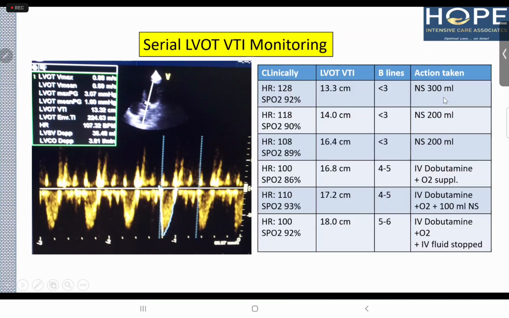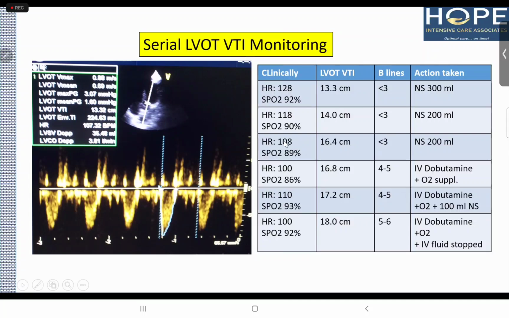So you give 300 ml of normal saline and repeat, which reduced the heart rate from 128 to 118, and saturation marginally dropped from 92% to 90%, and LVOT VTI marginally improved. Still, there are no B lines. You again dare to give another 200 ml of volume, which further reduced the heart rate to 108, and saturation hovered almost the same at 89%, but LVOT VTI improved. Again, you look at the B lines, they are the same.